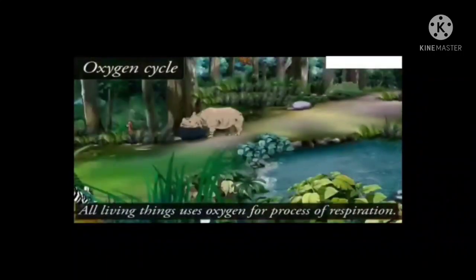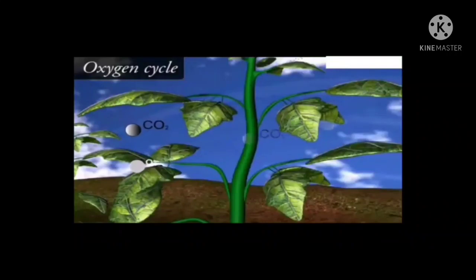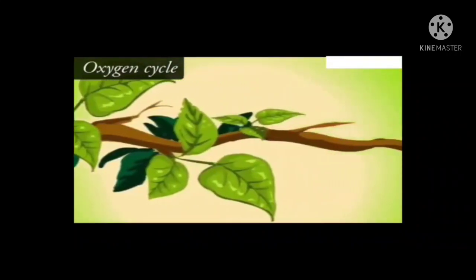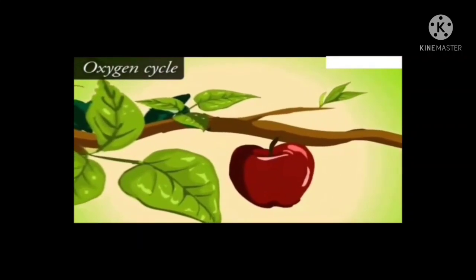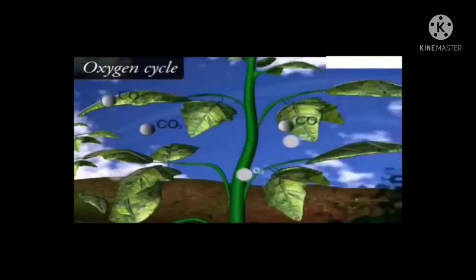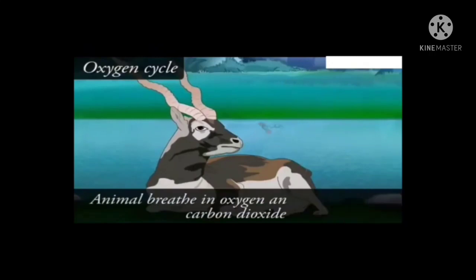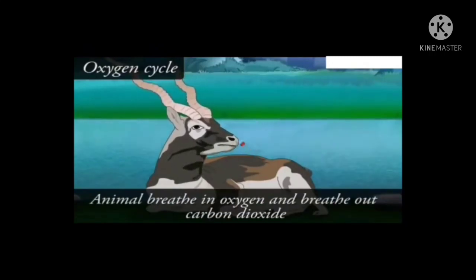Because animals produce carbon dioxide, which is needed by plants during photosynthesis. Thus, we can understand both plants and animals need each other, and the balance of oxygen and carbon dioxide in the atmosphere is thus maintained. This shows the interdependence of plants and animals.